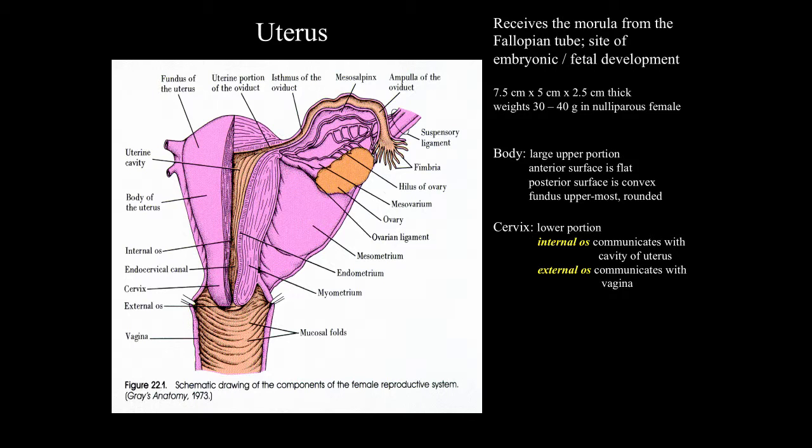The fundus is the uppermost rounded region. The cervix is in the lower portion of the uterus. There's an internal os which communicates with the cavity of the uterus, and there's an external os which communicates with the vagina. Now, the internal and external os are anatomically defined regions.